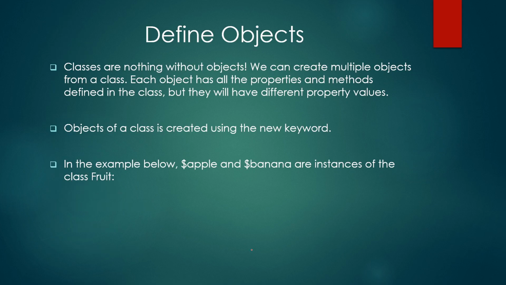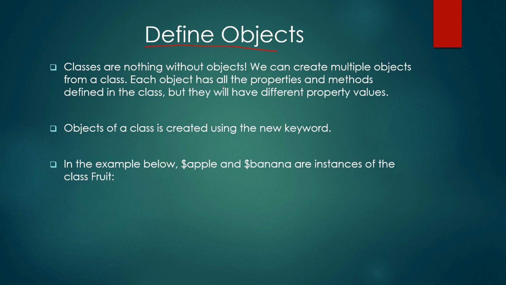Define object. Classes are nothing without objects. We just saw now that without objects, nothing happens, right? We ran the program, but nothing happened. We can create multiple objects from a class. So from one class, we can create as many objects as we want. Like if I have a class called car, I can have multiple objects. First could be Skoda, second could be Maruti, third could be Mercedes, BMW, and the list would go on.